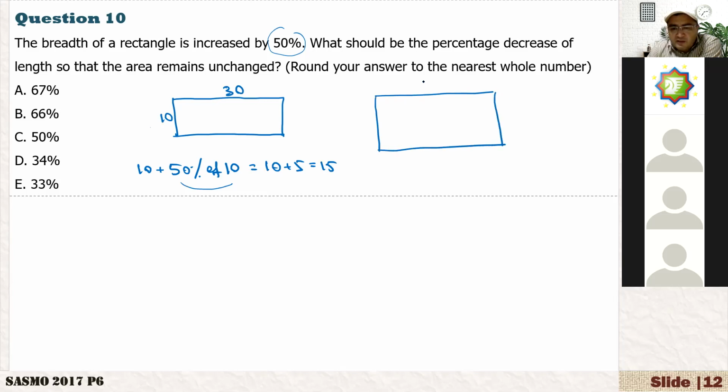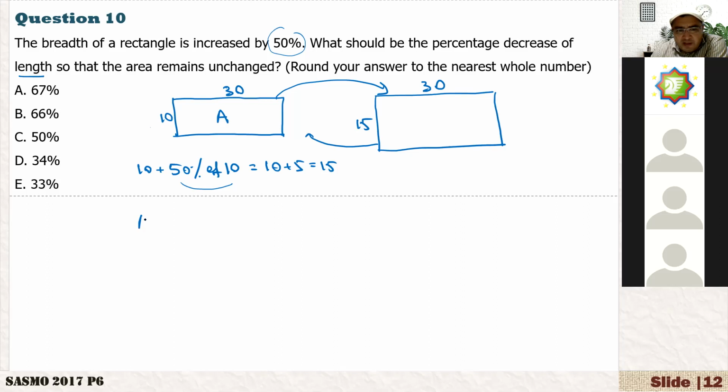Right? So breadth, actual length, it does not change. Now breadth, it is 15 centimeters. Okay. So now we change this rectangle into this rectangle. Here the question is, what should be the percentage decrease of length so that the area remains unchanged? Okay, so now if I want to change this into this form, here we have the area.